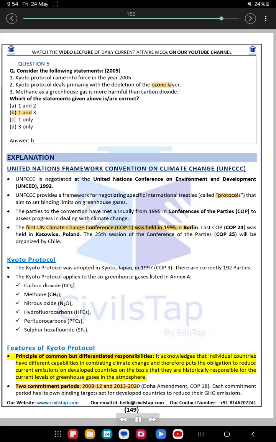Features of Kyoto Protocol. Principle of common but differentiated responsibilities. It acknowledges that individual countries have different capabilities in combating climate change and therefore puts the obligation to reduce current emissions on developed countries on the basis that they are historically responsible for the current levels of greenhouse gases in the atmosphere. 2 commitment periods, 2008-12 and 2013-2020, Doha Amendment, COP18. Each commitment period has its own binding targets set for developed countries to reduce their GHG emissions.